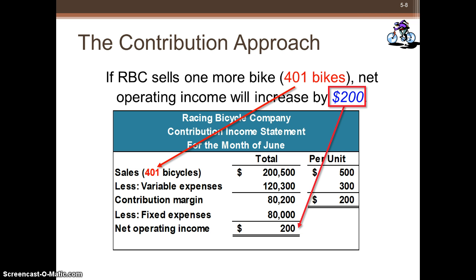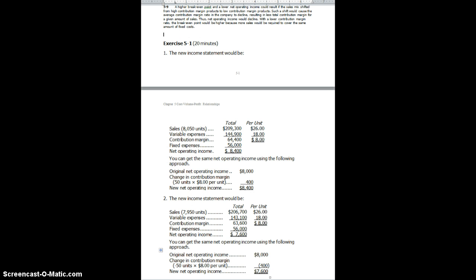I want you to now work on exercise 5-1, part 1, on page 213. So page 213, exercise 5-1, part 1. Please stop the video at this point and then come back to it, and I will display the solution to exercise 5-1, part 1. Now let's discuss the solution to exercise 5-1.